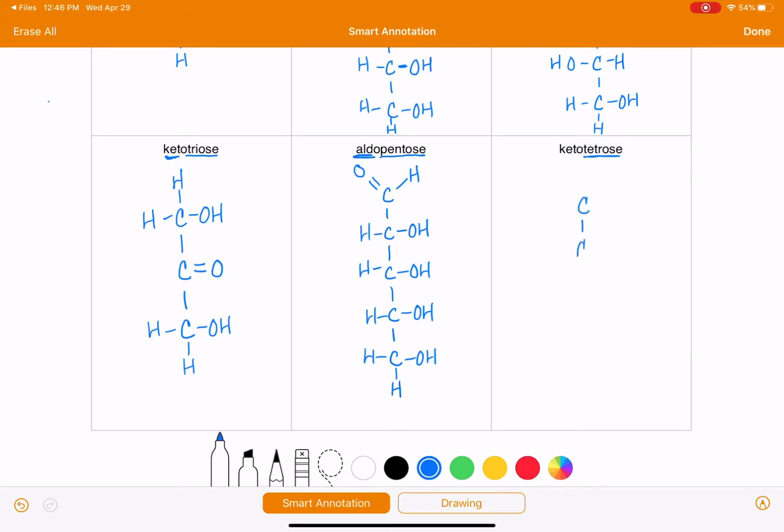And our last option, we have a tetrose. Tetrose means 4 carbons. Keto means carbon-oxygen double bond on carbon number 2. Everybody else gets an OH. Go back and add as many hydrogens as you need so that all your carbons have 4 bonds.